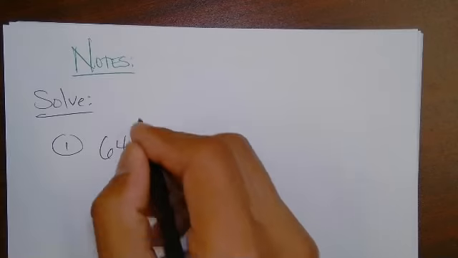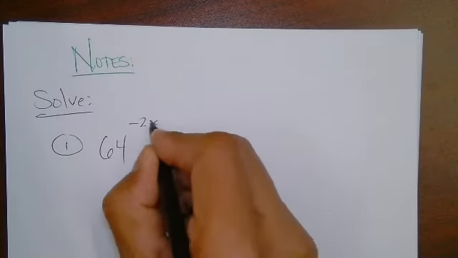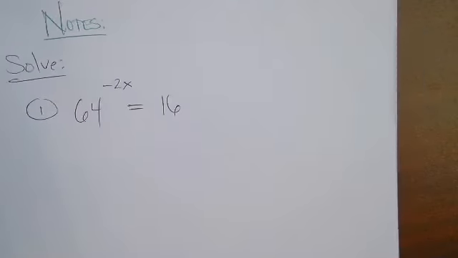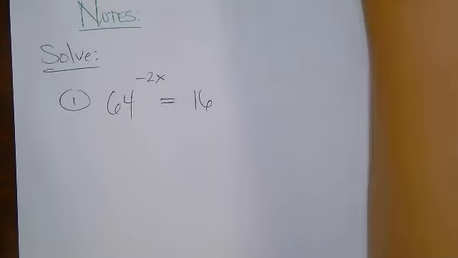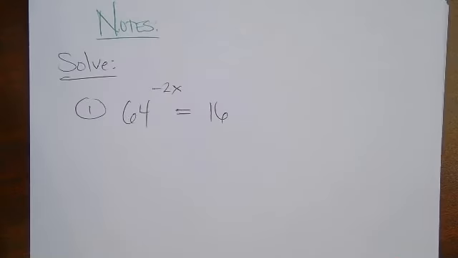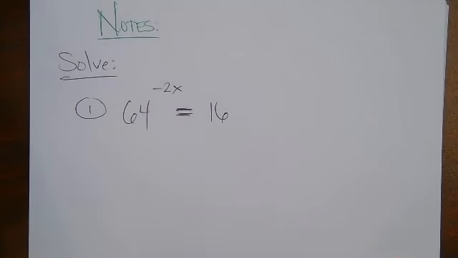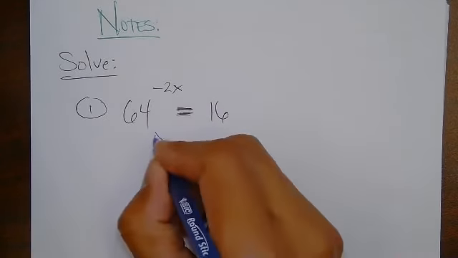Number one, let's go with 64 to the power of negative 2x equals 16. What are we trying to get, you guys, here? What do we need to have first and make sure we got? We've got to get the same base. These do not have the same base.